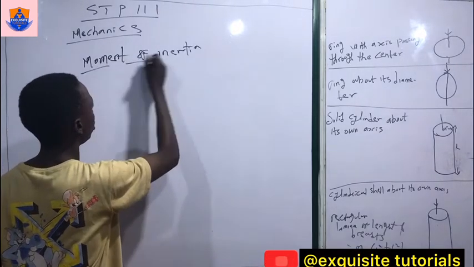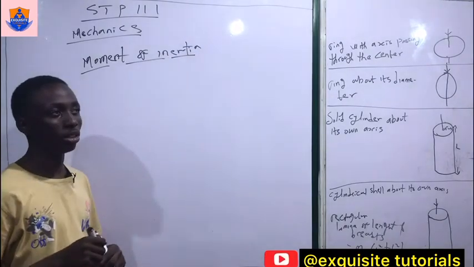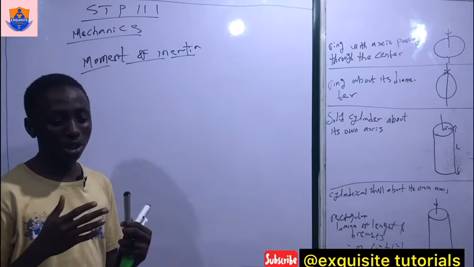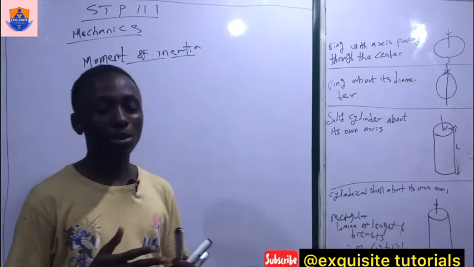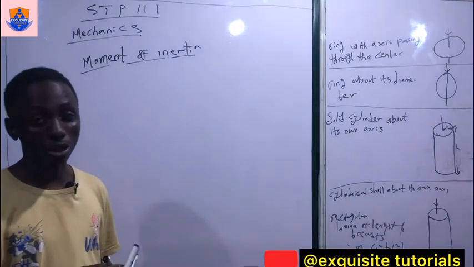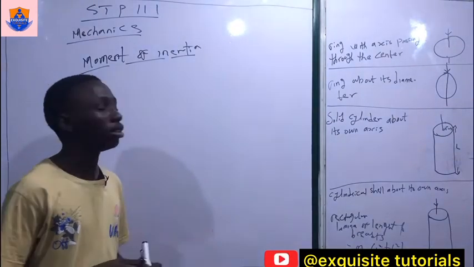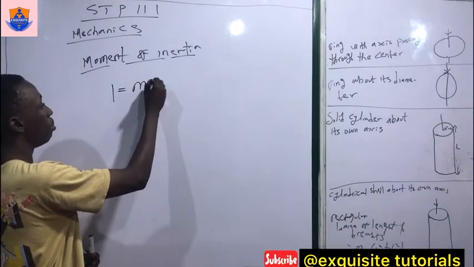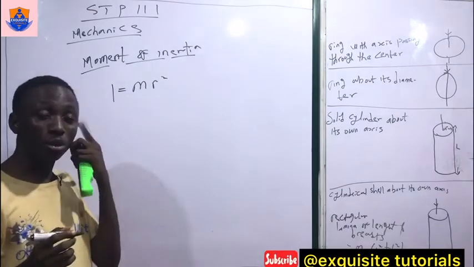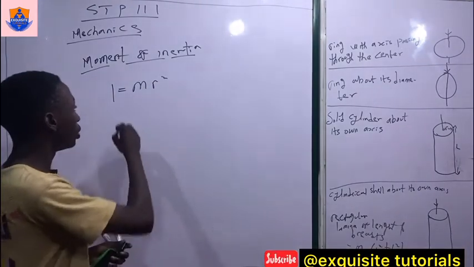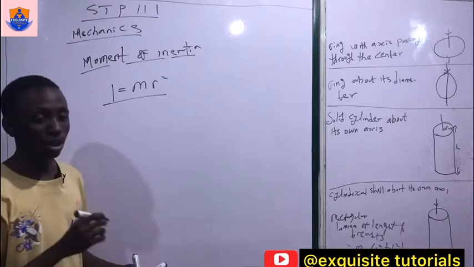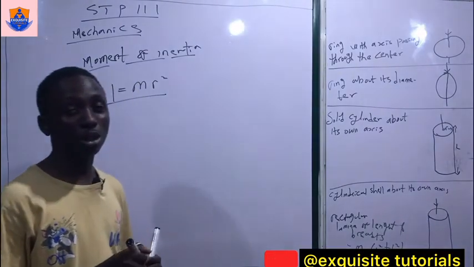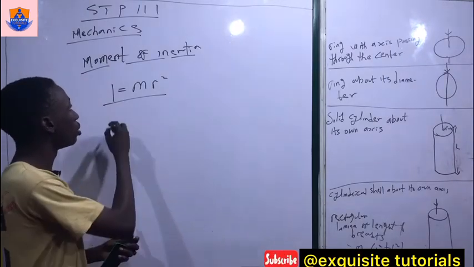Now, what is moment of inertia? Moment of inertia plays a role in many bodies, and it's that property that tends to prevent a body from changing its state of rest or of uniform motion. The formula for moment of inertia, I is equal to m r squared. Moment of inertia for different bodies differs, but this is the basic formula. I is equal to what? M r squared.